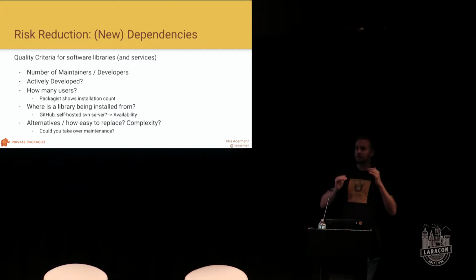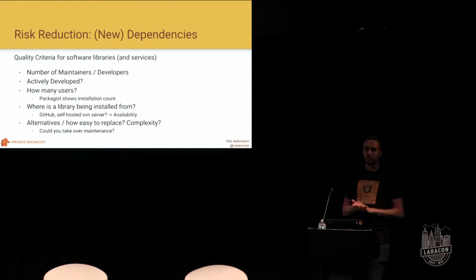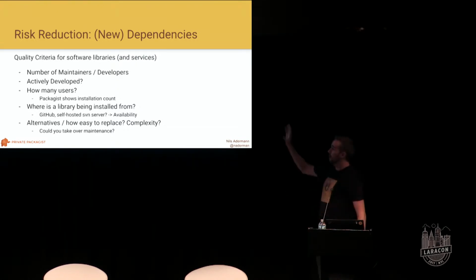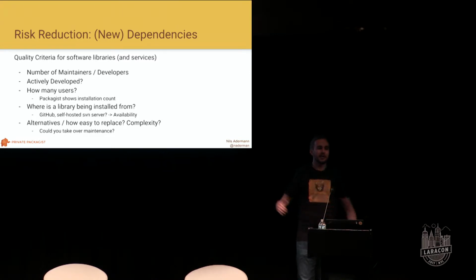So don't look at the exact numbers too much, but it gives you some information on whether something is actually being used. Now, what I don't mean to say is that in order for a dependency to be good enough to be installed, it has to meet all of these things. But there are things to look at, right?